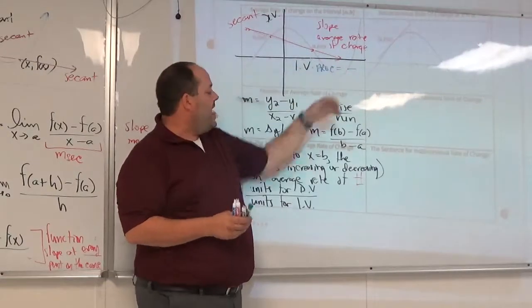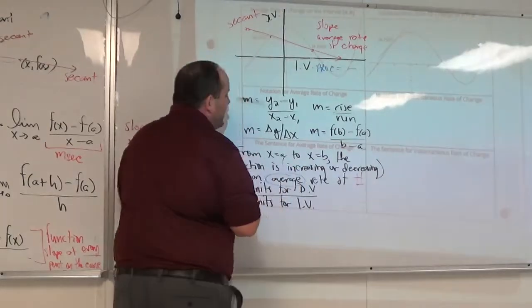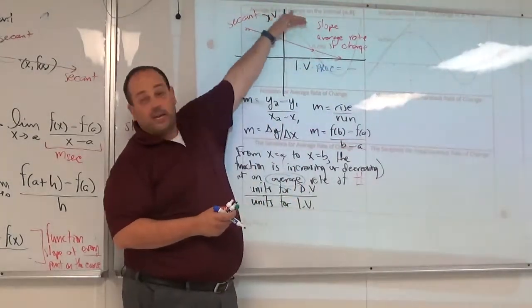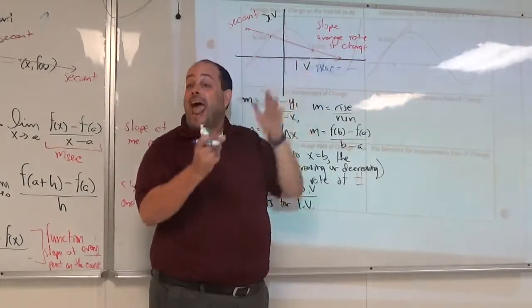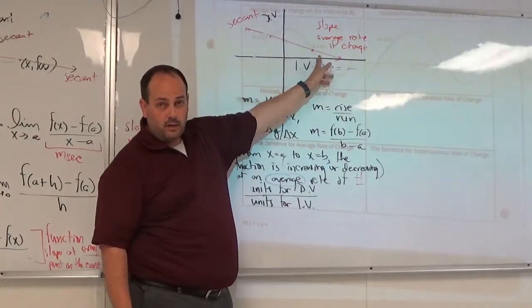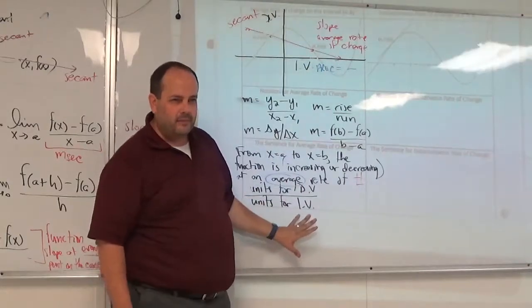Are we good? That's why this word average is so important. What we're saying is that if we look over the entire interval, there might be places of increase, there might be places of decrease, but on average, we've decreased from where we started to where we ended. And I think everybody's okay with this? This was before me.